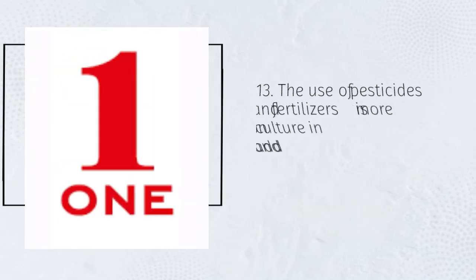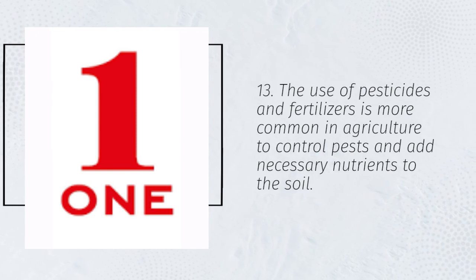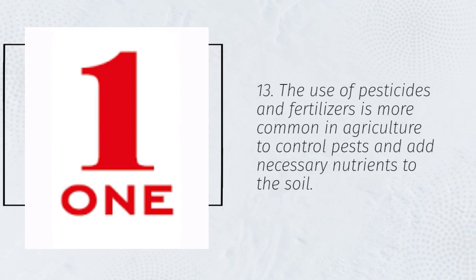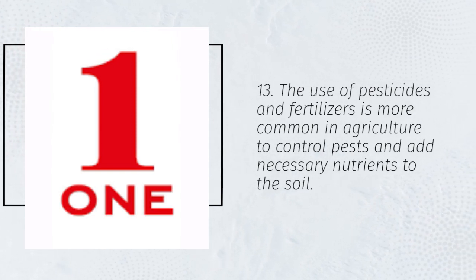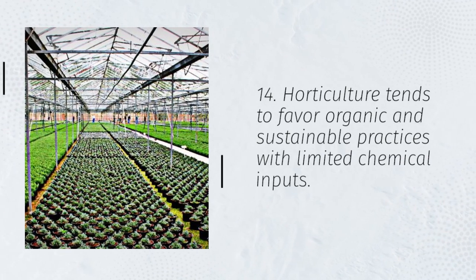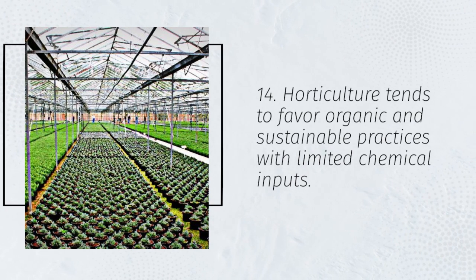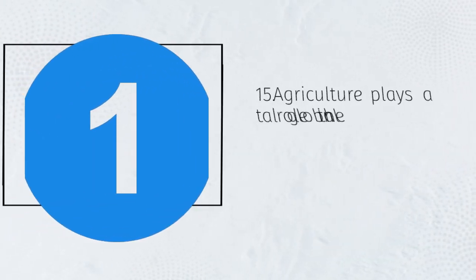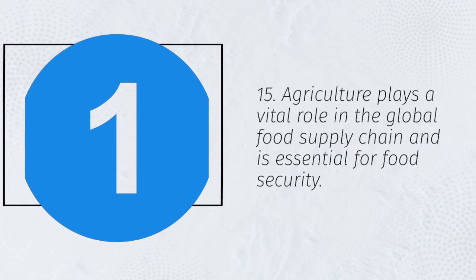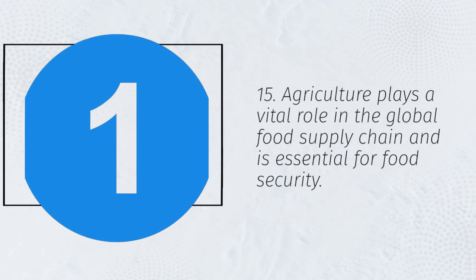13. The use of pesticides and fertilizers is more common in agriculture to control pests and add necessary nutrients to the soil. 14. Horticulture tends to favor organic and sustainable practices with limited chemical inputs. 15. Agriculture plays a vital role in the global food supply chain and is essential for food security.